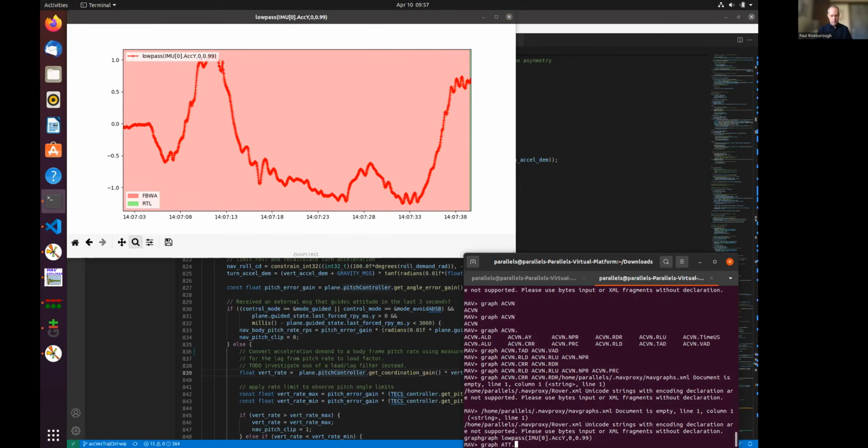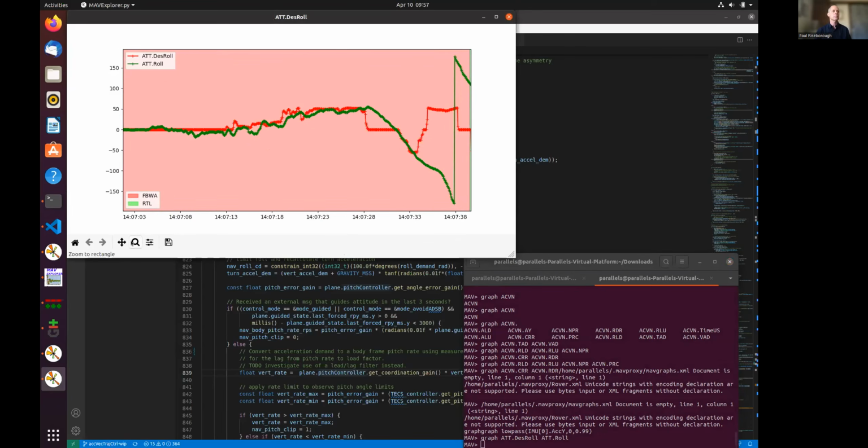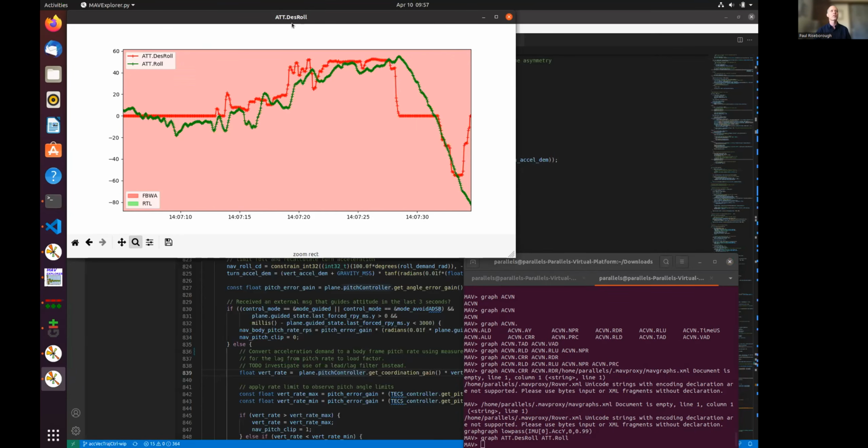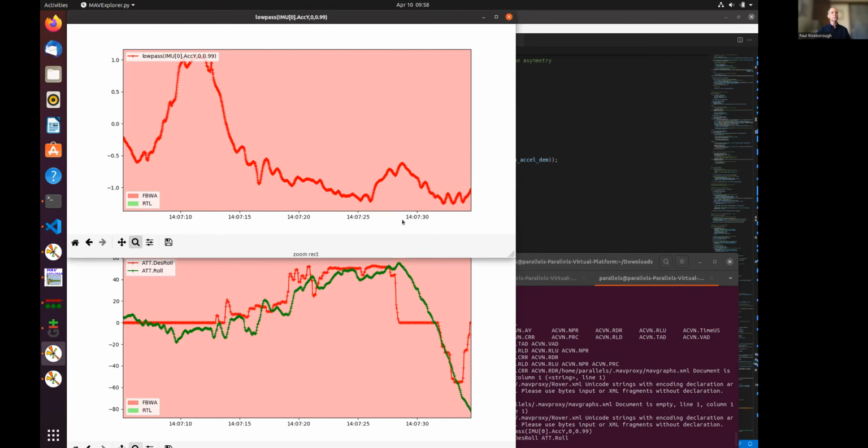I'll just zoom in onto this part of the flight. No point taking it past where it's diverged. Okay. So here we are, we're in a right bank at about 45 degrees. It's not tracking roll very well at all. There's a pretty sloppy tune on this.